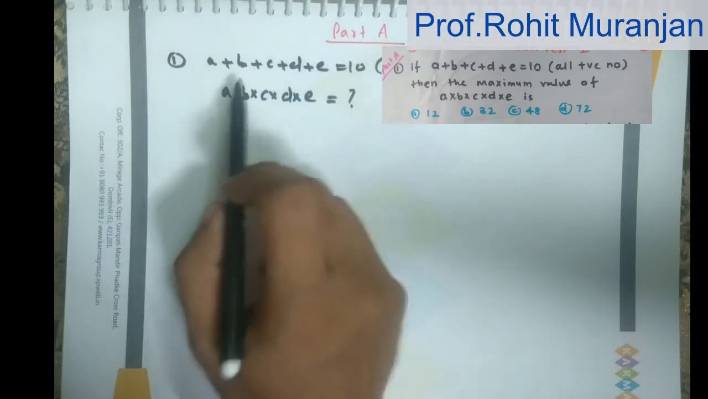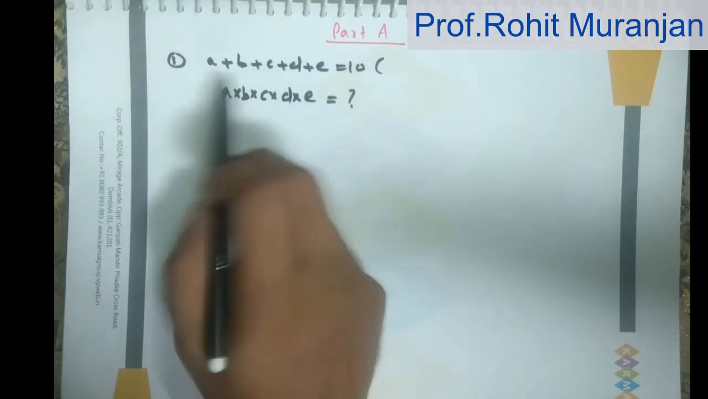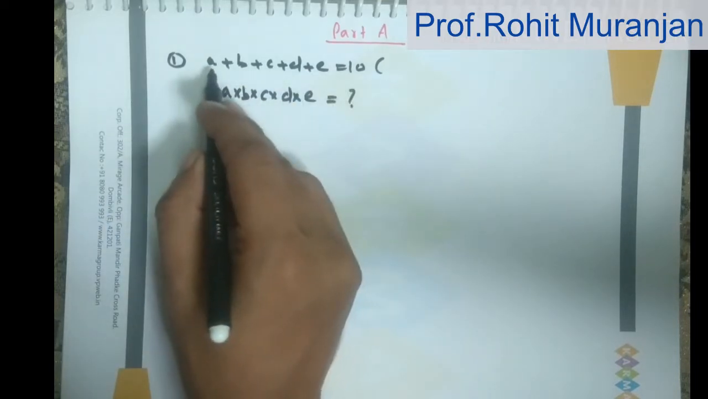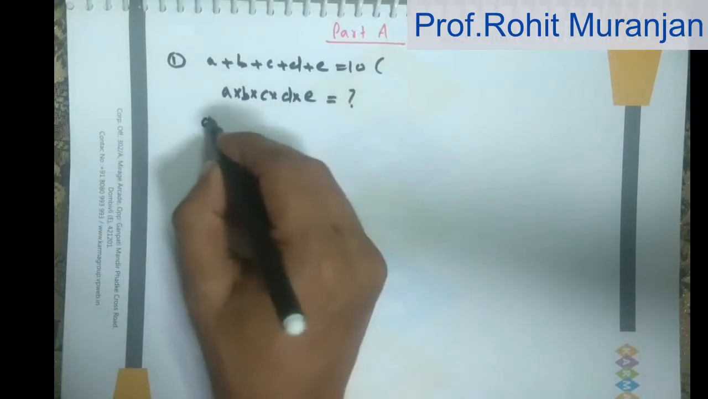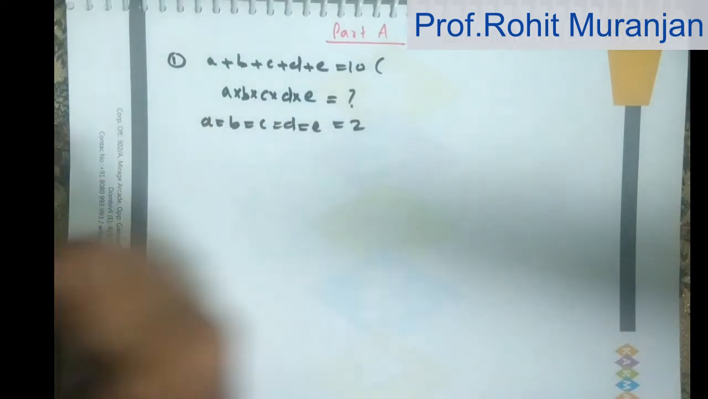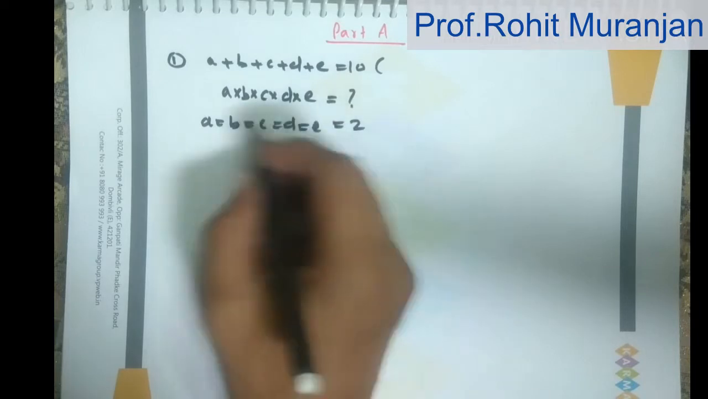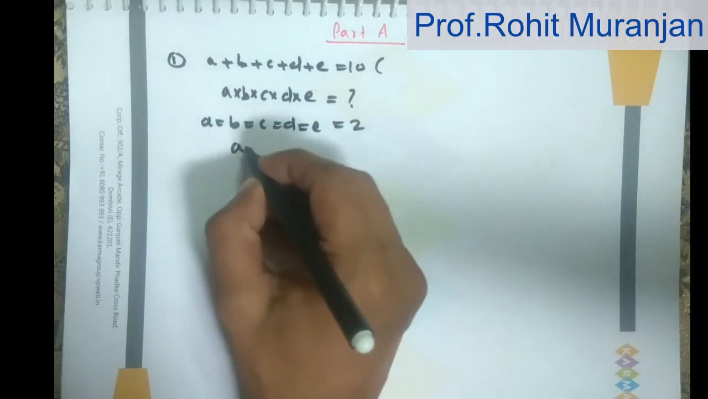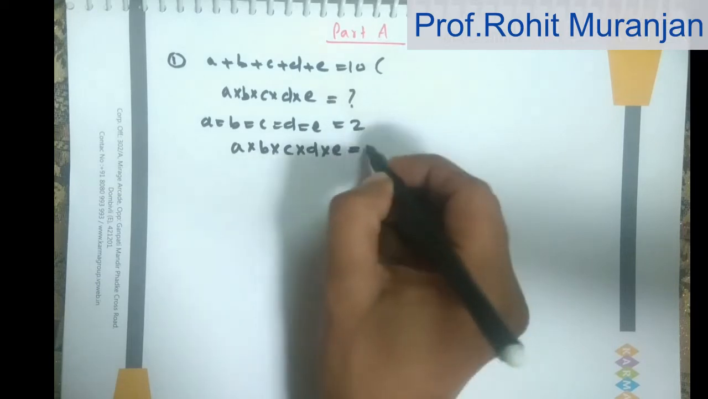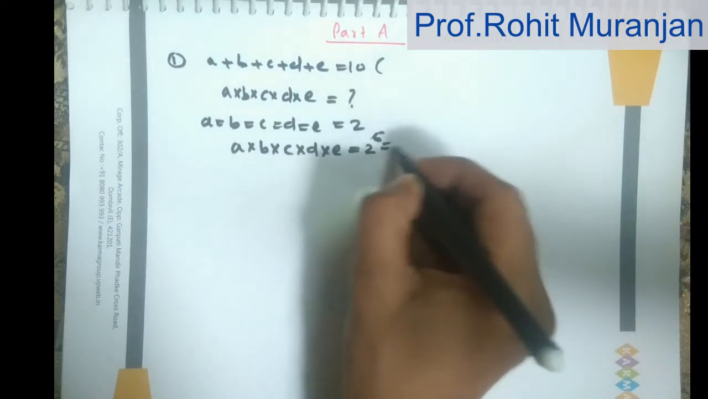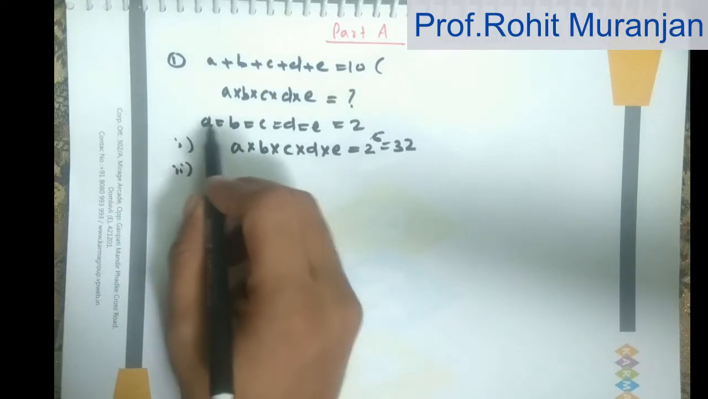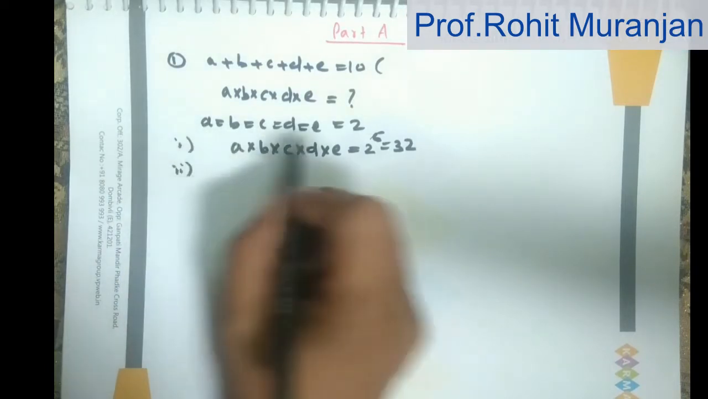They have given 5 alphabets and their sum is 10. If I choose all 5 alphabets to be identical, for example a, b, c, d and e all equal to 2, then obviously the sum is going to be 10. Then what will my product be? My product is going to be 2 raised to 5, which means 32. This is case 1.